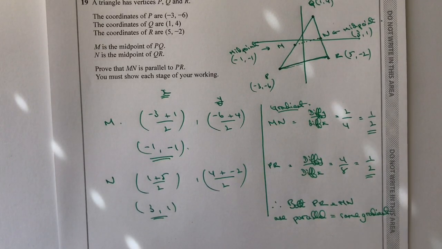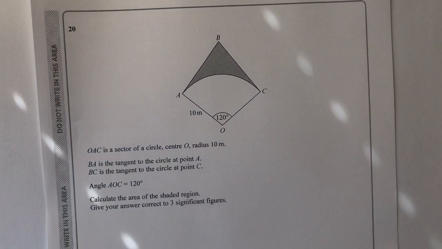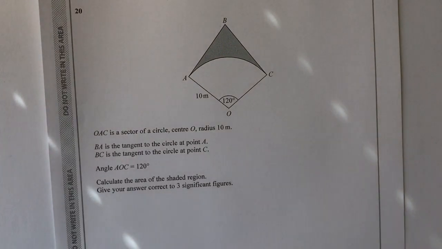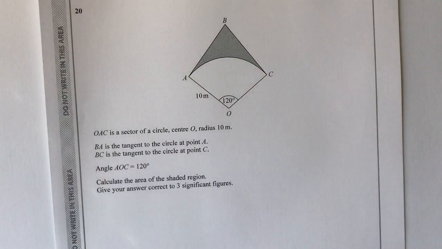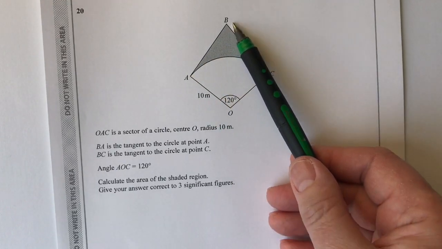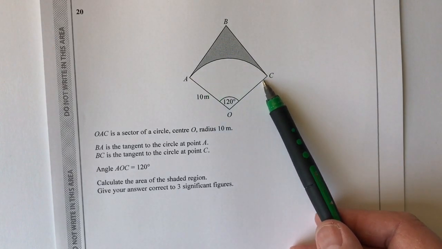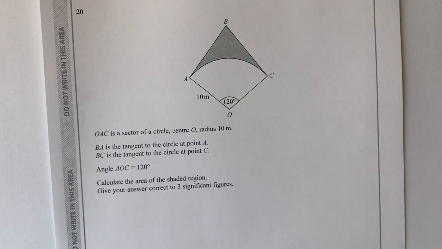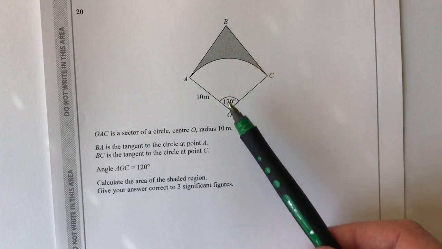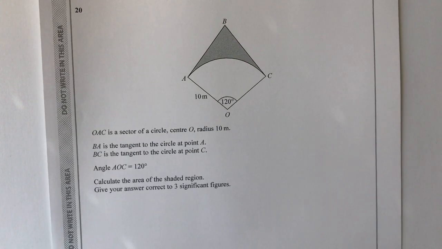So moving on to question number 20, where we're asked to calculate the area of the shaded region. The area of the shaded region is basically made up of a shape like that, minus this particular shape here, which is this sector. The easiest thing to start with is to work out the area of the sector, and then I'm going to work out the area of the overall shape. So the area of the sector first.